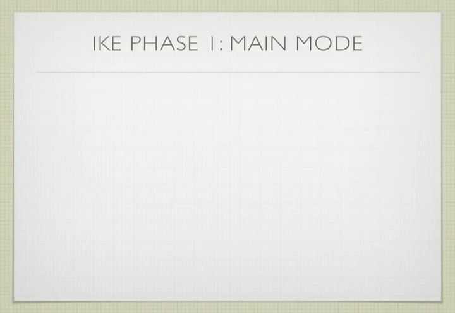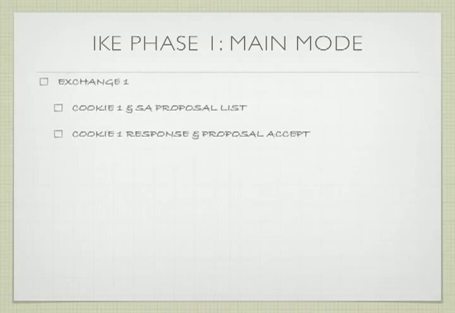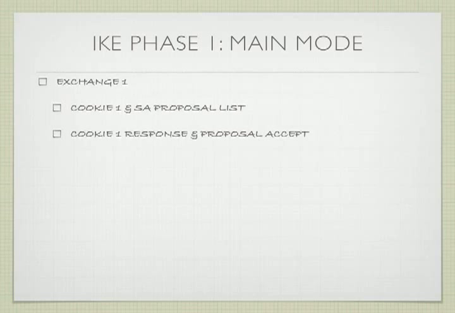Okay, so if we're using main mode on phase 1, these are the exchanges that'll occur. In the first exchange, we have our cookie and the SA proposal list will be sent by the initiator. The responder will accept, send a cookie response and a proposal acceptance. So those are the first two messages.